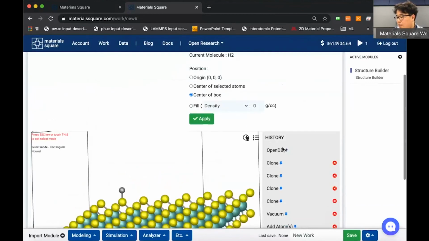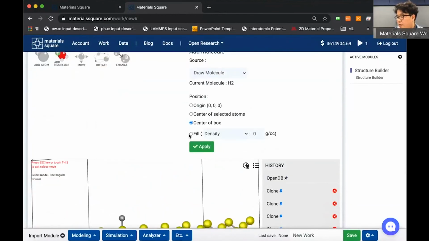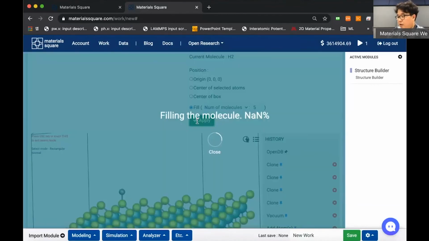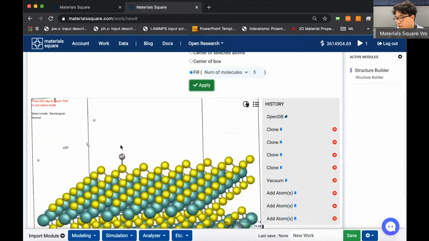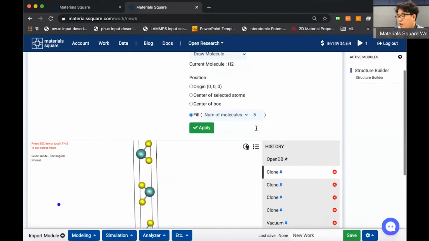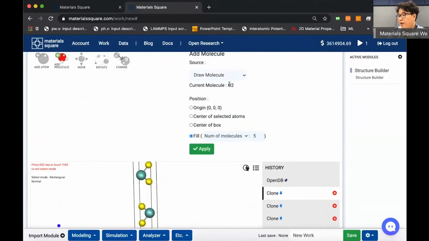Okay. And some position I want to fill in here. Now that's the number of molecules, 5. Okay, apply. All right, you can see the 5 molecules of H2. 1, 2, 3, 4, 5. This is the periodic 5. All right, these 5 H2 molecules are filled.